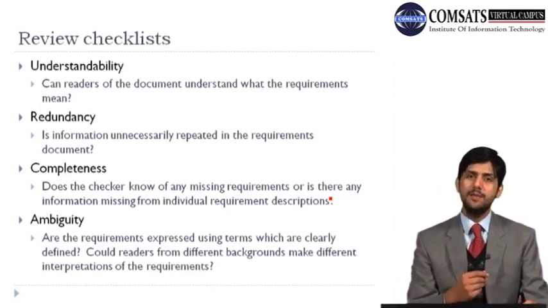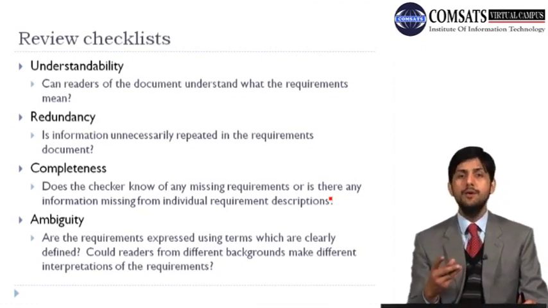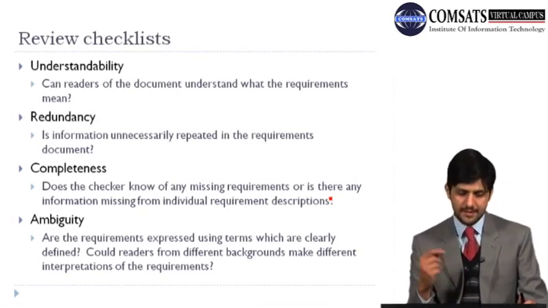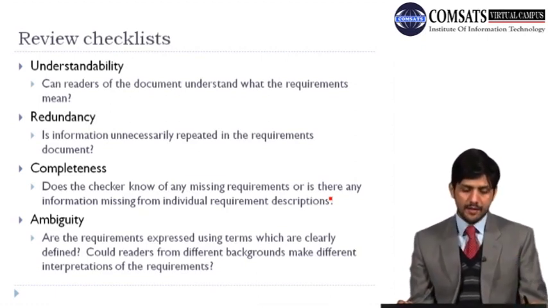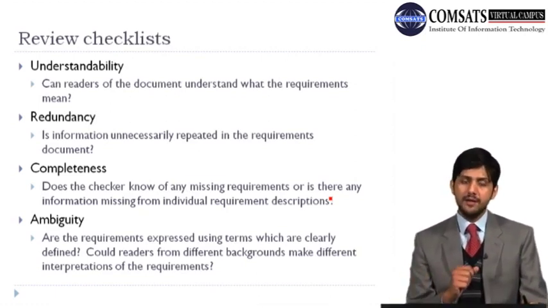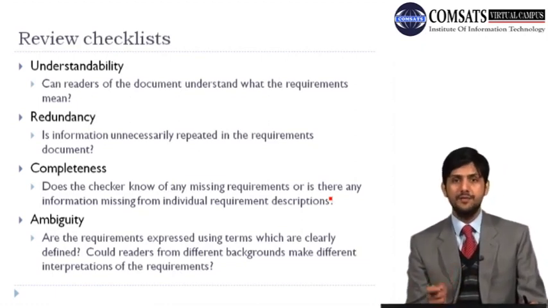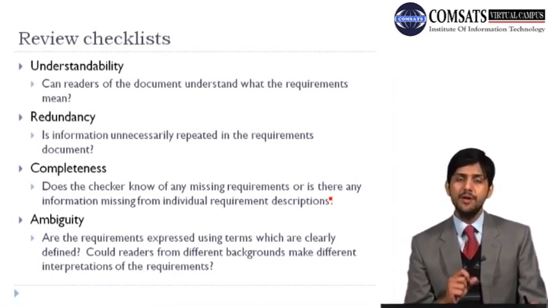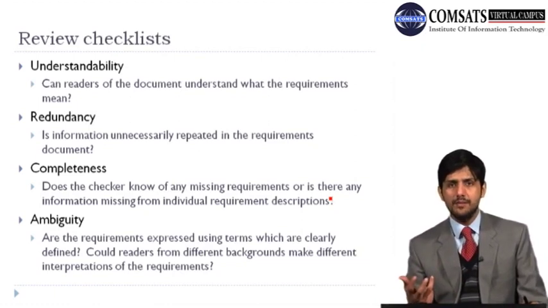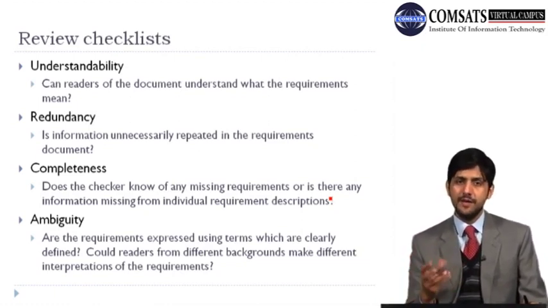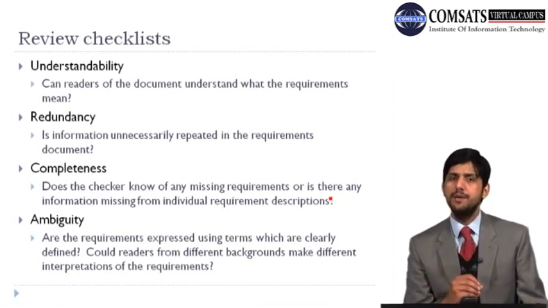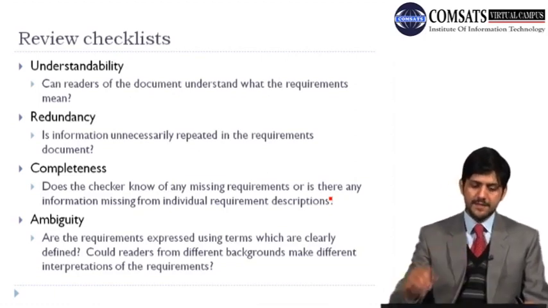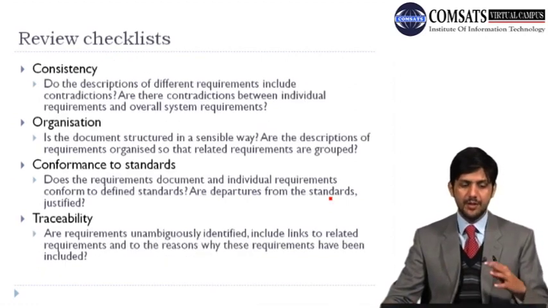So it is very important that in your review process, you check your documents for ambiguities. Another aspect that we check in ambiguity is whether readers from different backgrounds could make different interpretations of the requirements. This is also very important, because we want a single interpretation of the requirements. If multiple people are thinking about it in a different fashion, then it means that there are ambiguities in this requirement. So this is the fourth thing that we check during the review.